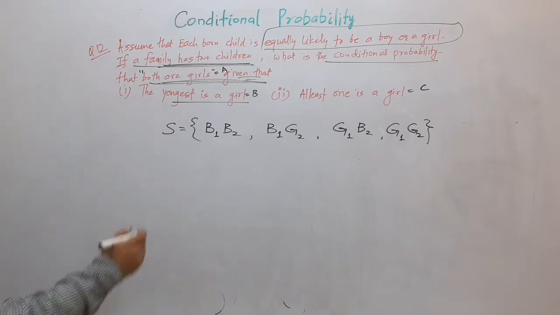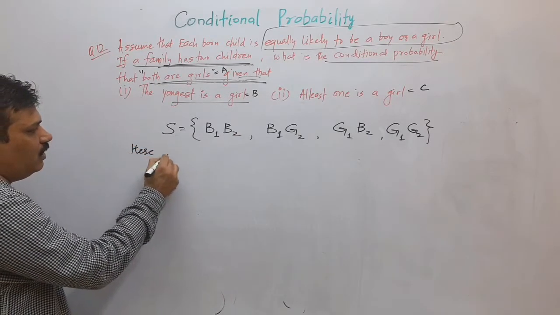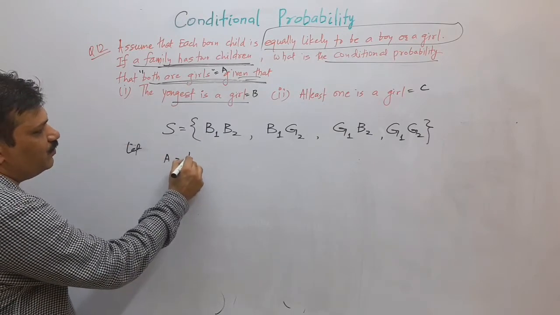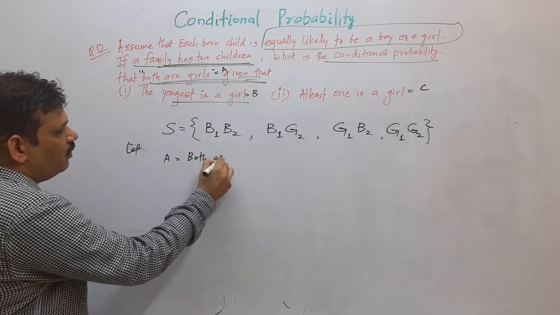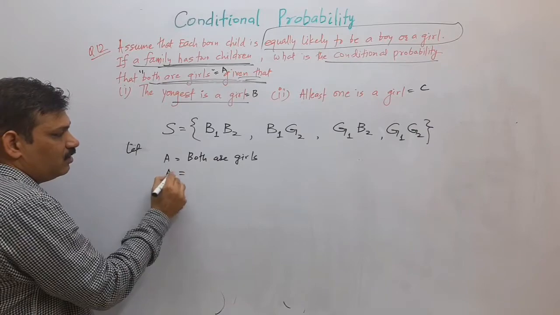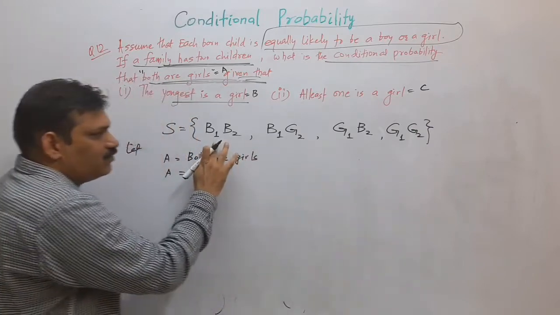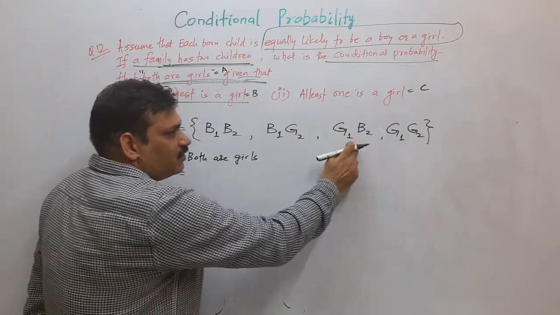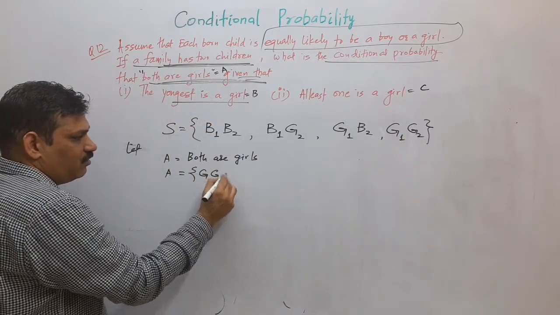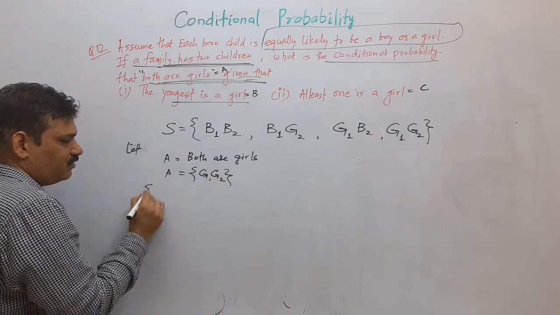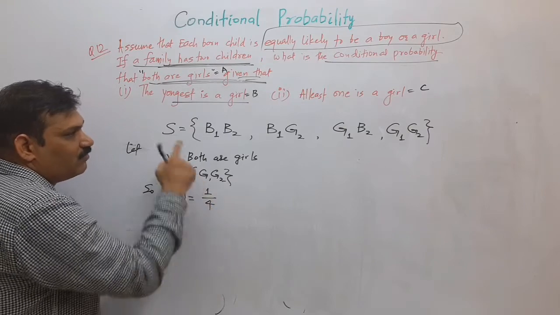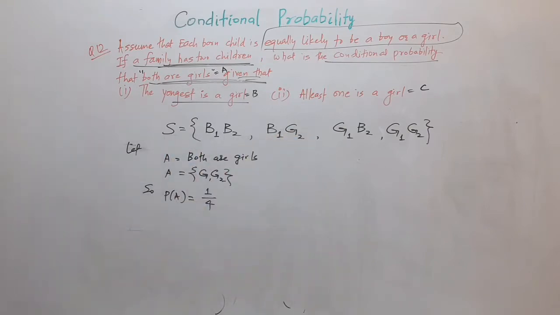Let A be the event that both are girls. Then the number of sample points where both are girls: here both are girls, so this one sample point out of 4 is in favor. So probability of A is simply 1 out of these 4 sample points.